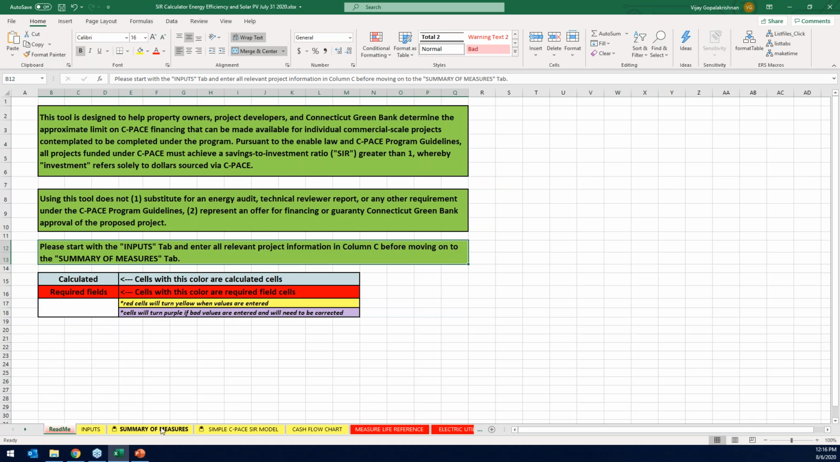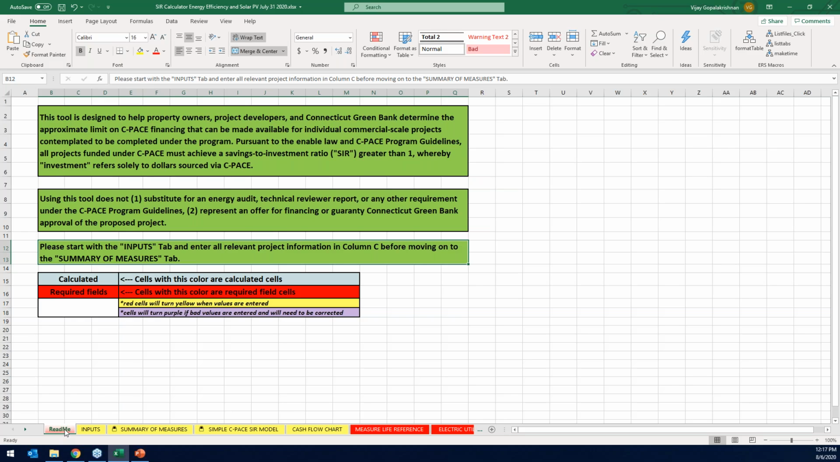So always start with Inputs, enter 100% of the inputs, and then move on to the Summary of Measures tab. The gray cells within the Inputs and Summary of Measures tabs are the calculated cells where you don't need to enter anything. The cells that are currently in red are where you need to enter values. Once you enter something in the red cells, they'll turn yellow if the values are entered correctly. If the values are out of bounds or incorrect, they'll turn purple with a strike through.